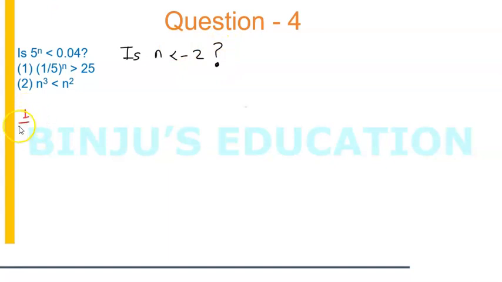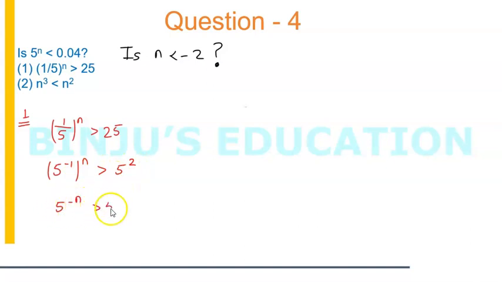Statement number 1. 1 by 5 to the power n is greater than 25. So this will basically become 5 to the power minus 1 whole to the power n is greater than 5 square. 5 to the power minus n is greater than 5 square. Minus n is greater than 2, or n is less than minus 2.